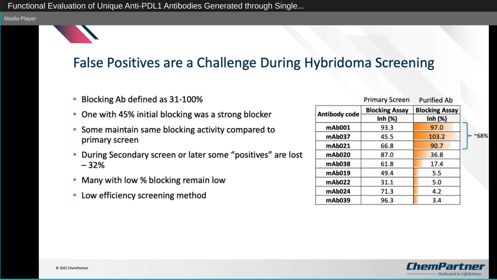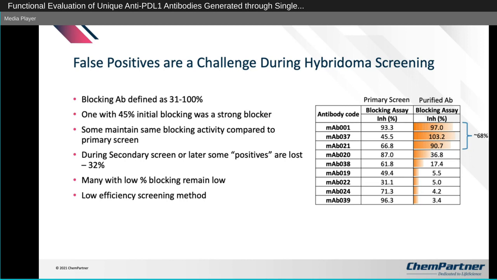So here we identified more blockers from the hybridoma approach compared to the B cell cloning approach. However, false positives are a definite concern during hybridoma screening. The results of the blocking assay are shown on this slide.